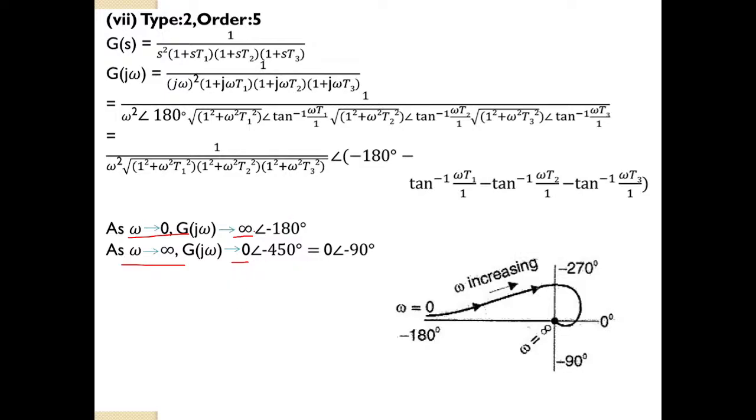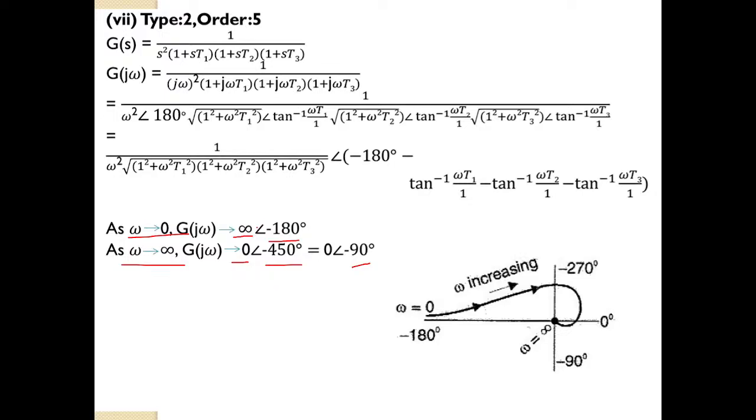And when you substitute omega equal to 0, phase angle you will get minus 180, and when you substitute omega equal to infinity, phase angle you will get 450, sorry, so you will get minus 450. Minus 450 is greater than 360, so subtract 360, you will get minus 90 degrees.